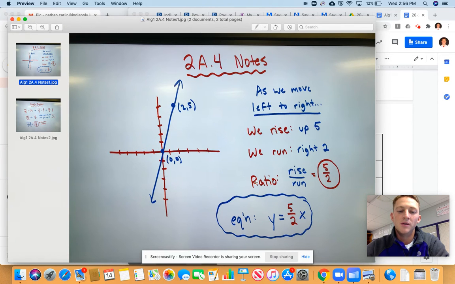So our ratio is going to be rise over run. And that rise was up 5, so it's a positive 5. And that run was right 2, so it's a positive 2. On our graphs, as we go to the right and as we go up, that's positive. And as we go left and as we go down, that's negative. So we went up and to the right. That's a positive over a positive. Here's our ratio. Now, once we have a ratio, we can make an equation for the line. So we say y equals 5 over 2 times x, or y equals 5 halves x.